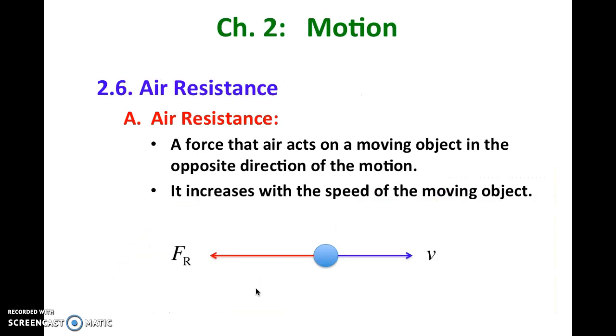Next section, air resistance. Air can exert a force on a moving object in the opposite direction of motion. This force is called air resistance.